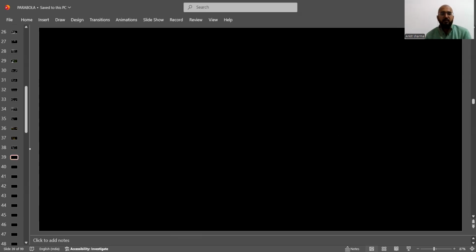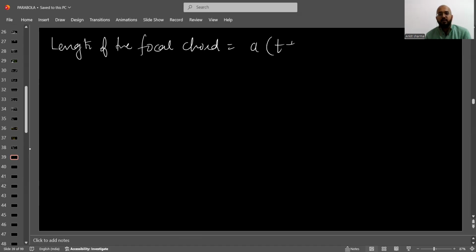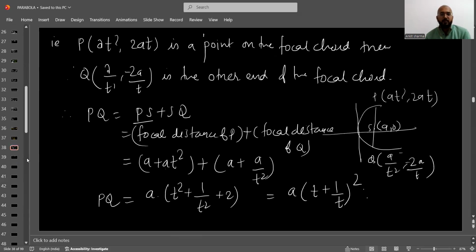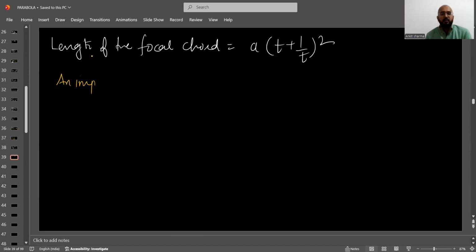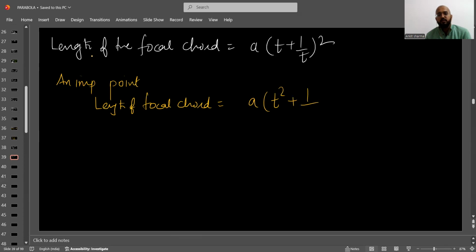So now we know the length of the focal chord. Length of the focal chord is equal to a(t + 1/t) whole squared. This is my length of the focal chord. And now an important point. Length of the focal chord is basically what? a into, if you open this, I have here t² + 1/t² + 2.